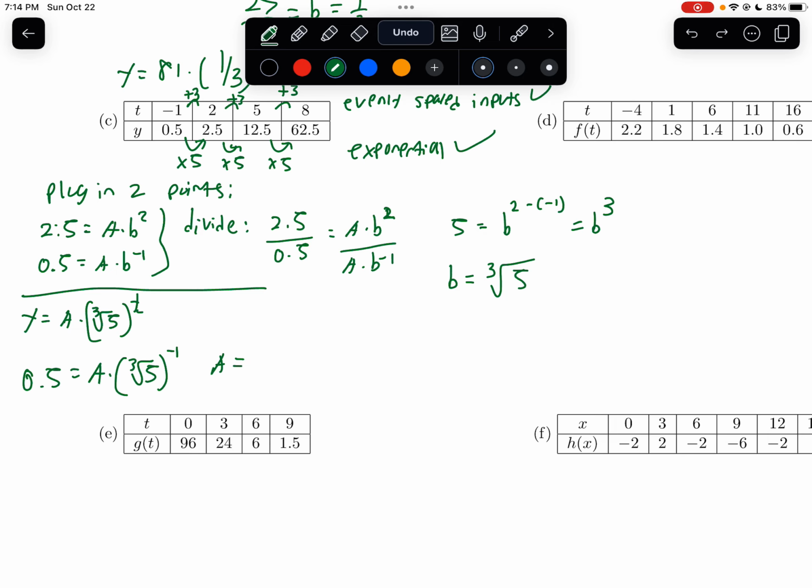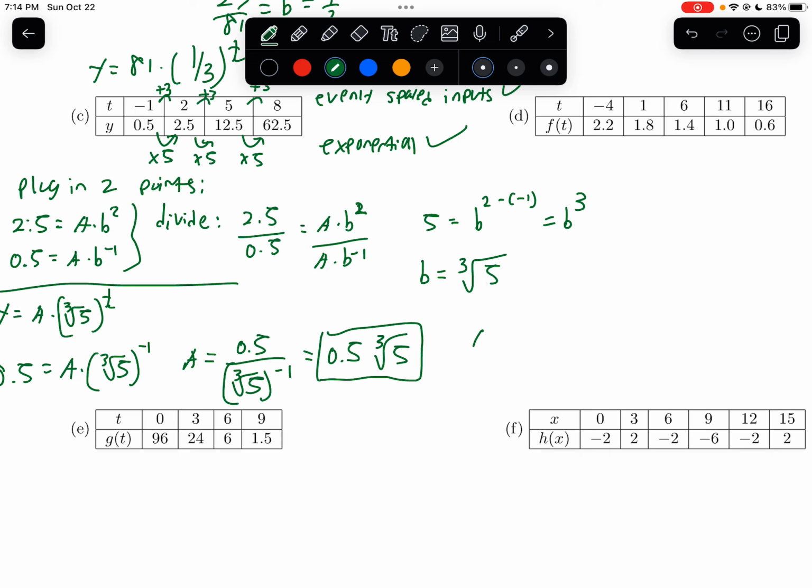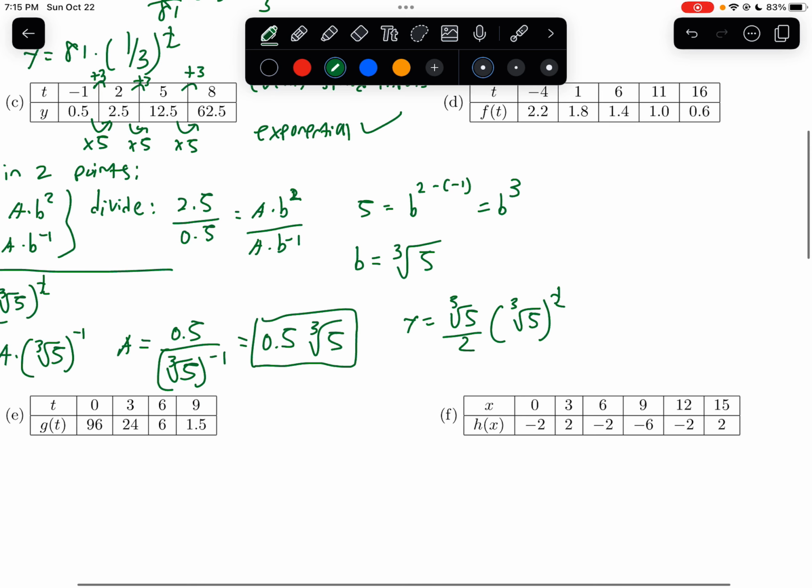Oh, I'm sorry. I was right. 0.5 over the cube root of 5 to the negative first power, but that can come up into the numerator. And you have 0.5 times cube root of 5. I don't know what this number is. I don't have a calculator on me, but this is your formula. So cube root of 5 over 2 times b, which is the cube root of 5 to the power of t. So that would be it in exact form.